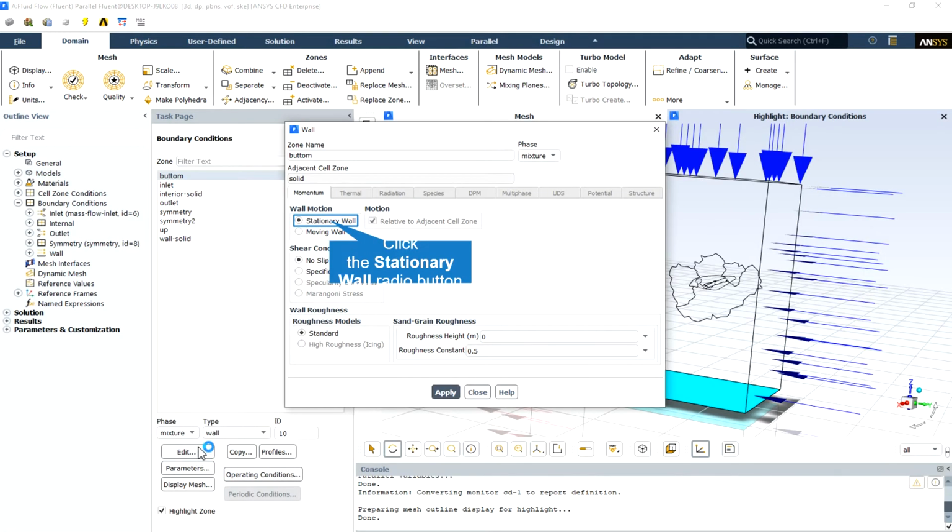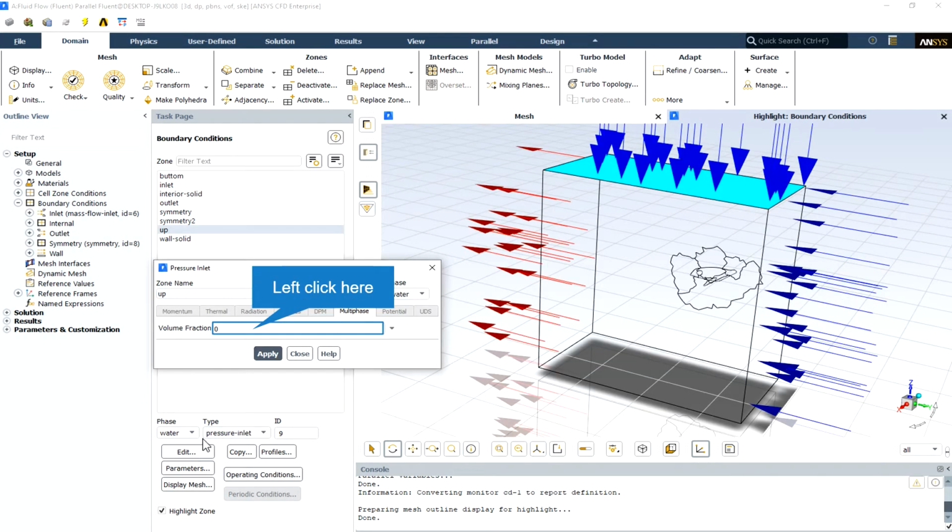The bottom boundary is a stationary wall with no slip. And here we should identify zero for the volume fraction of the water as the secondary phase, which shows that no water is allowed to enter from the upper boundary condition.